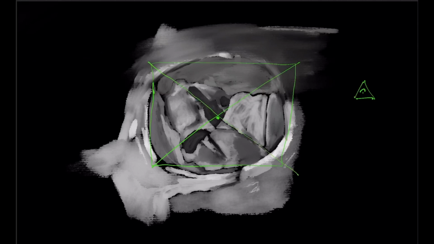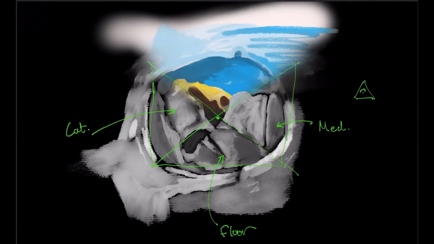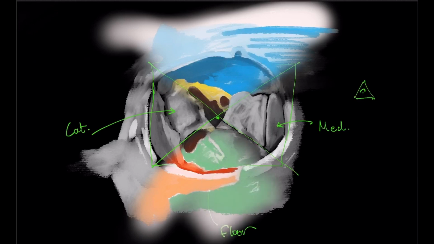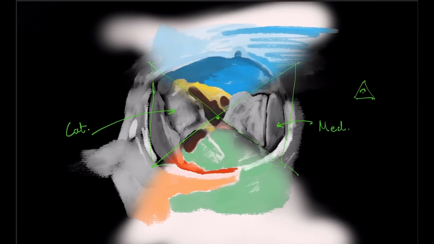Alright, now as you can see, the pyramid has four borders: the roof, floor, medial border, and the lateral border, with the superior border formed by the orbital plate of frontal bone and posteriorly by the lesser wing of the sphenoid. The inferior border or the floor, formed by the orbital surface of both the maxilla and palatine bone, as well as the zygomatic bone.